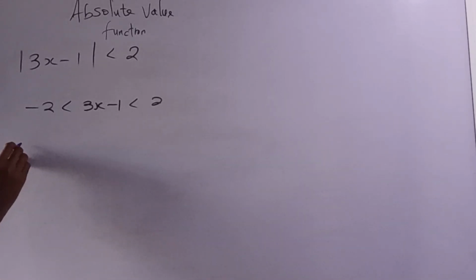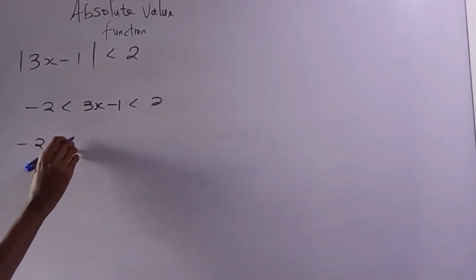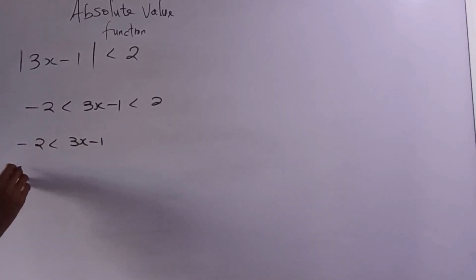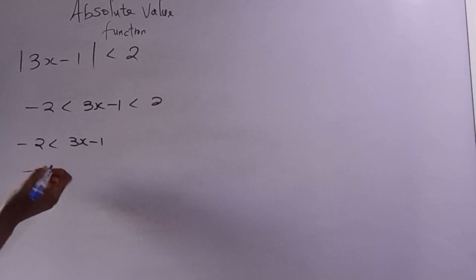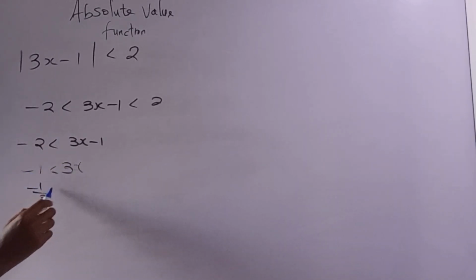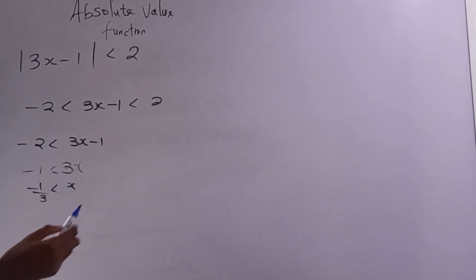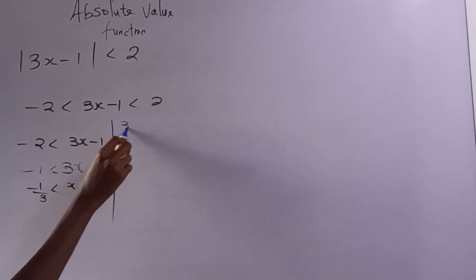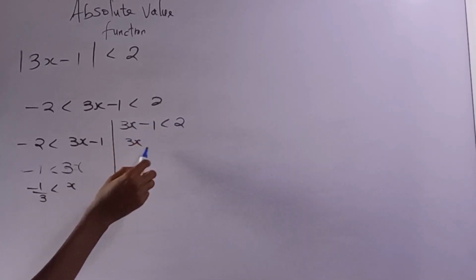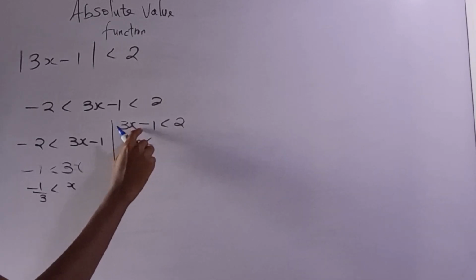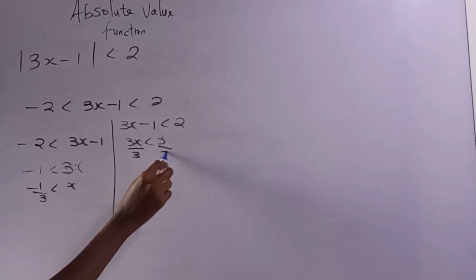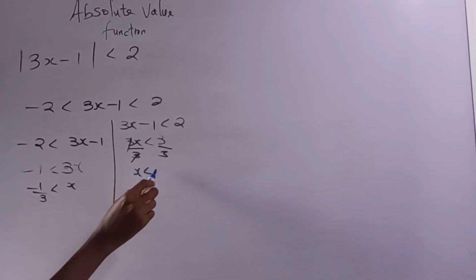For the first side, we have that negative 2 is less than 3x minus 1. That means that, adding 1 to both sides, negative 1 will be less than 3x, and we have negative 1 over 3 is less than x. Now coming to the other side, we have that 3x minus 1 is less than 2, implying that 3x is less than 2 plus 1, and 2 plus 1 gives us 3. Dividing both sides by 3, we have that x is less than 1.